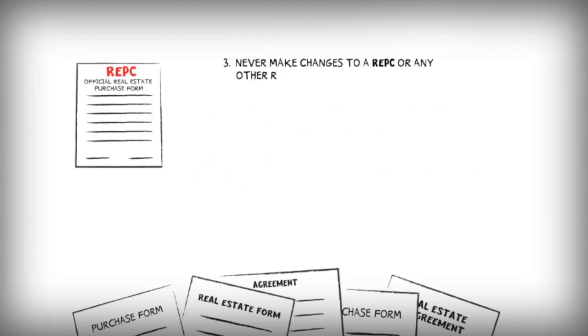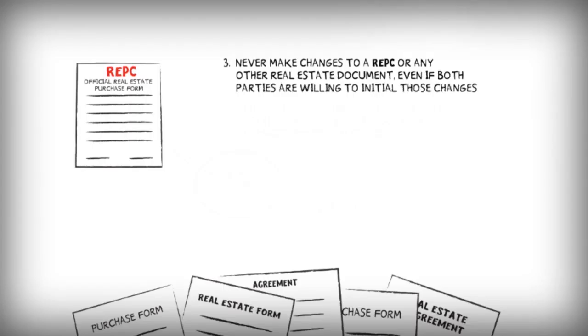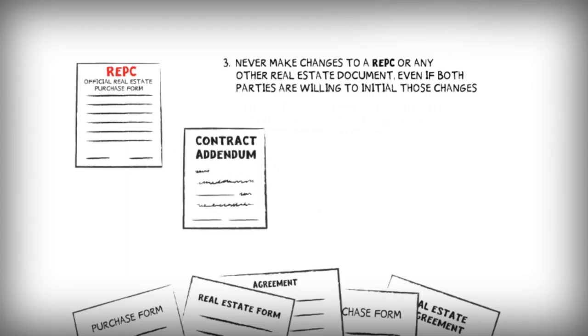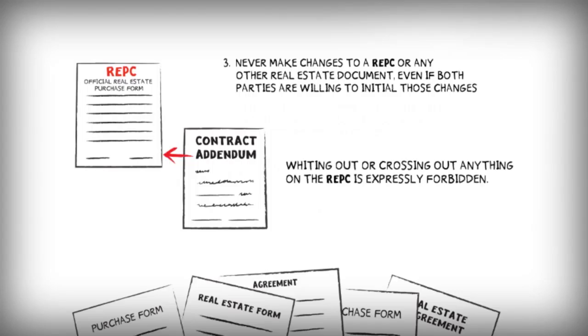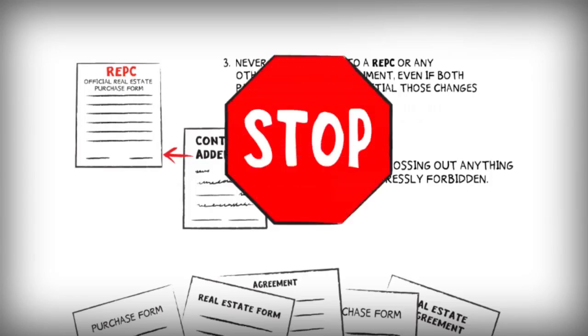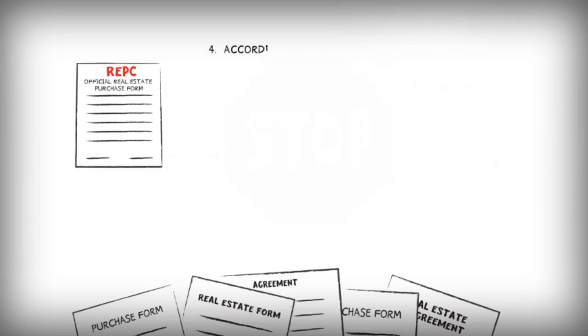3. Never make changes to a REPC or any other real estate document, even if both parties are willing to initial those changes. Administrative rules require a licensee to make any changes to a contract using the state-approved addendum. Whiting out or crossing out anything on the REPC is expressly forbidden. For those who have had their license for a while, this is a change in administrative rule, so be sure to note this change and conduct yourself accordingly. If you have been whiting out or crossing out and having the parties initial the changes, you must stop doing so and use a state-approved addendum to make any changes to the contract.